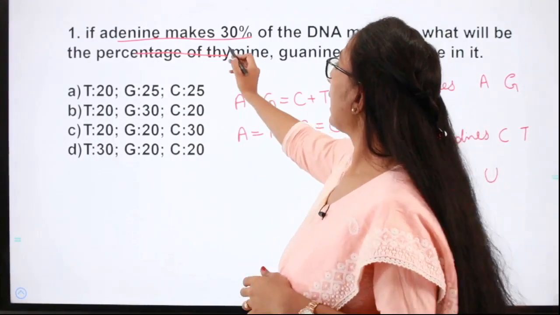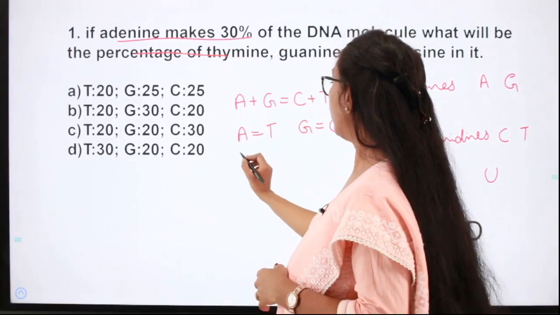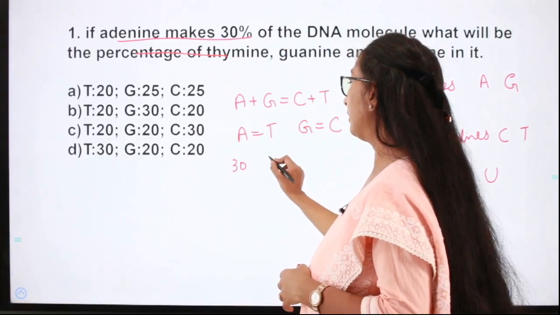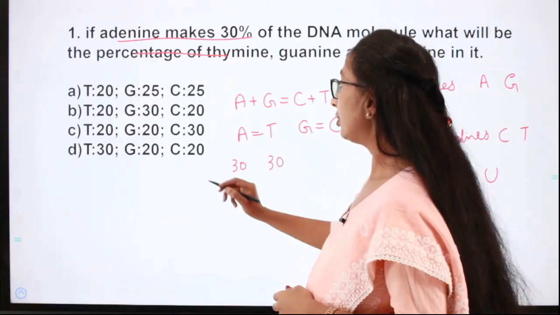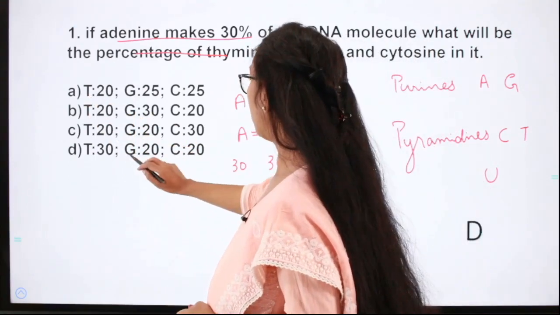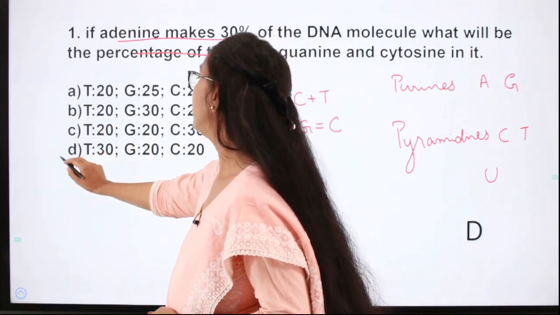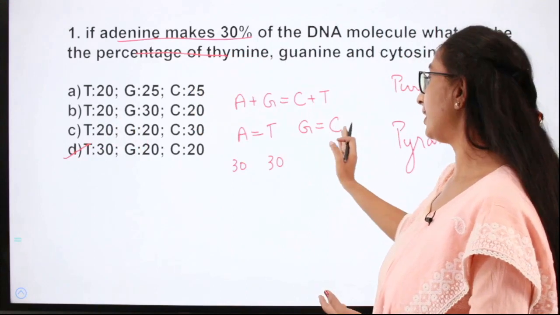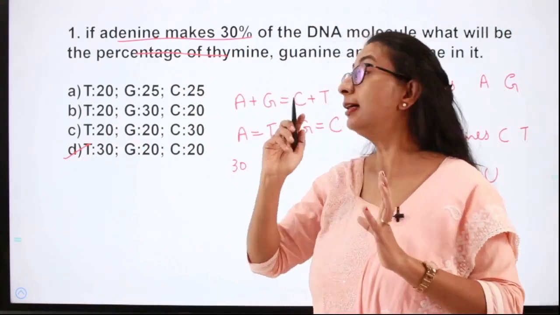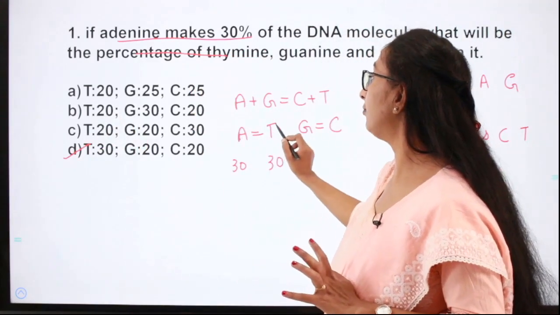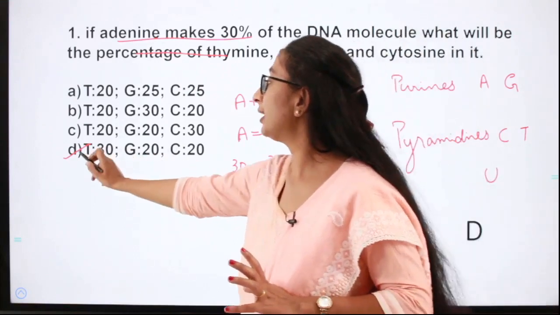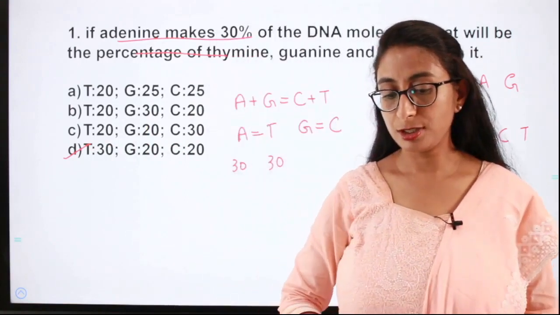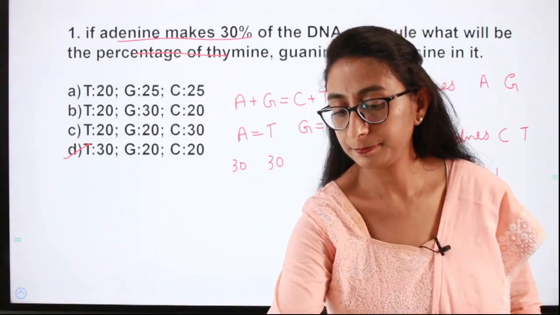So here they say that adenine makes 30%. So what will be the percentage of thymine? That will also be 30%. So here you can check in the answer option. So thymine 30%. So this is the right answer option. You need not even solve what is the percentage of G and C. Just if you know that according to Chargaff rule, the amount of adenine will be equal to the amount of thymine, you can instantly choose this answer option. Got it? Let's move on to the next question. So the answer is D over here.